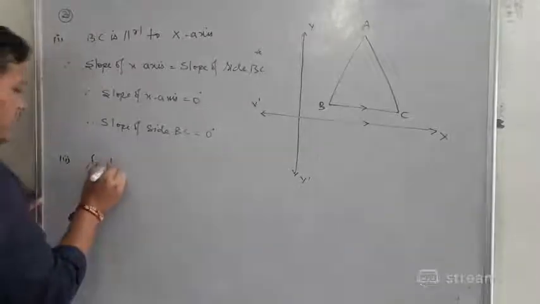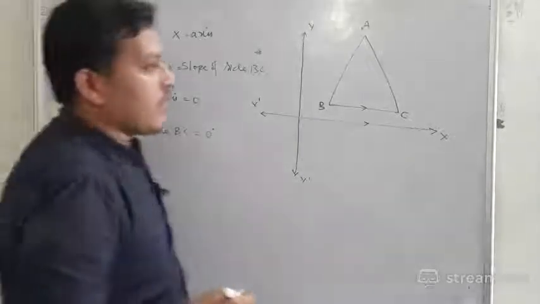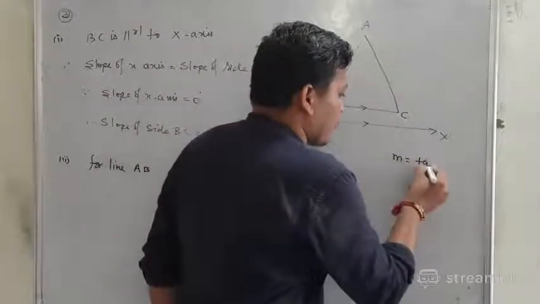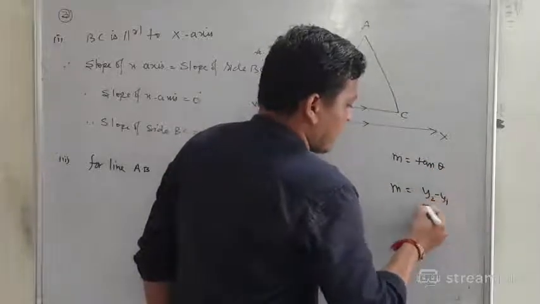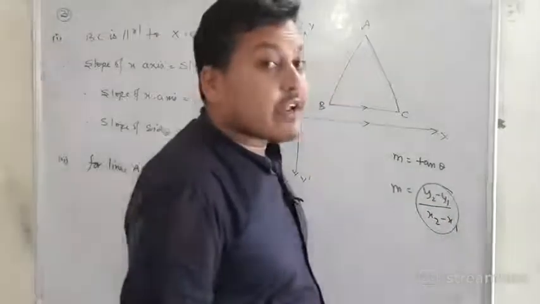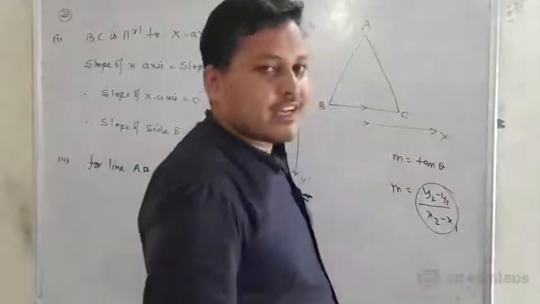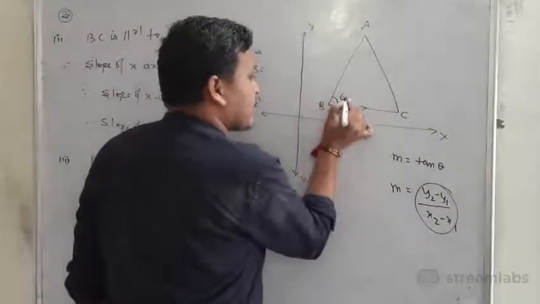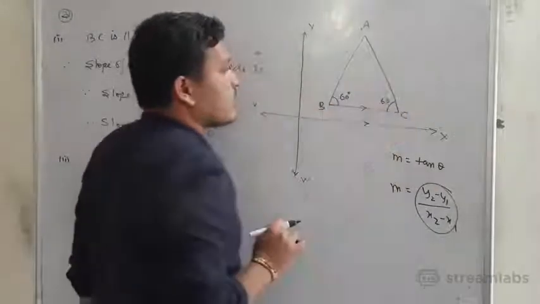Now for line AB, tell me how can you calculate the slope? There are two methods for finding the slope. m is equal to tan theta. Second, m is equal to (y2 minus y1) upon (x2 minus x1). But here coordinates are not given, so we cannot use this method. But you, sir, बोलोगे कि theta भी तो given नहीं है. No sir. This is an equilateral triangle, which is given. So theta is equal to 60. This is also 60 degree and upside is also 60 degree.